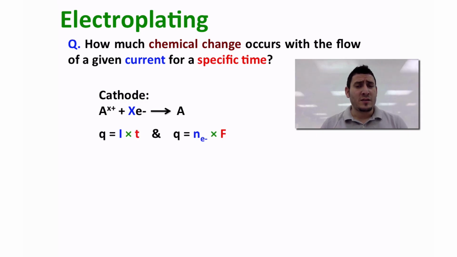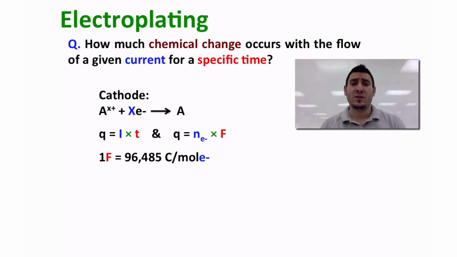We can calculate the amount of charge by multiplying the current intensity, which is in ampere, by the time, which is in second. We know previously that the amount of charge is equal to number of mole electrons multiplied by Faraday's constant, where Faraday's constant is equal to 96,485 coulombs per mole electrons.